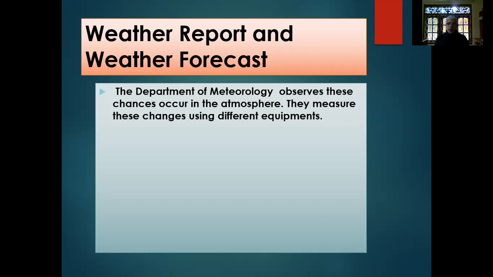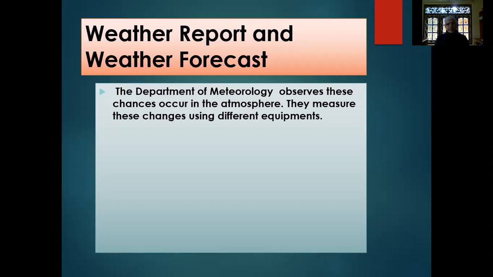The Department of Meteorology observes these changes that occur in the atmosphere. What is the department that observes? Department of Meteorology. In Sinhala, Kalaguna Vidya Departamentuwa. What is the English term? The Department of Meteorology. They measure these changes using different equipments. Measure. You measure water, you measure the distance, pressure, like that you also measure.